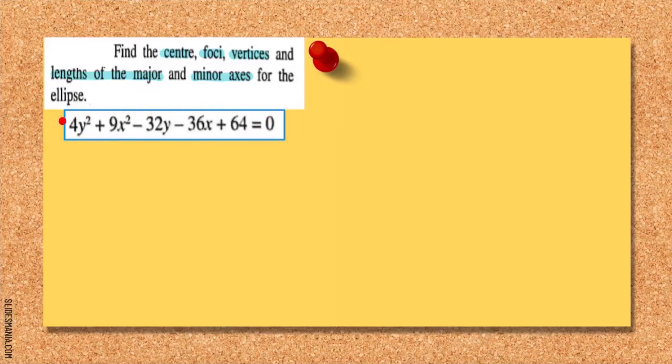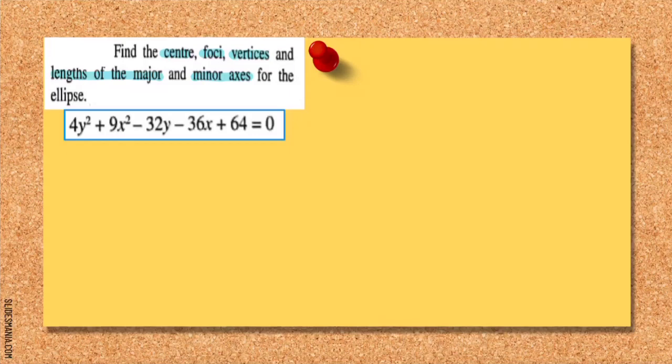We need to change this to the standard form of ellipse in order for us to extract all of this important information. So first of all, let us try to complete the square for this equation for us to get the equation of ellipse.